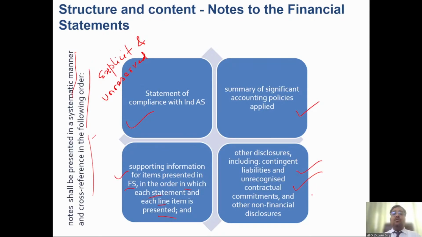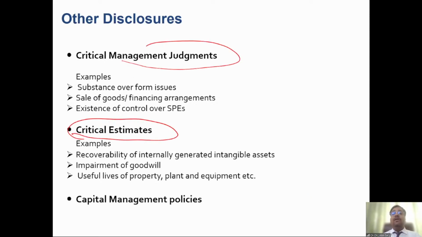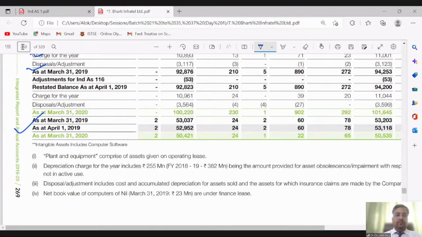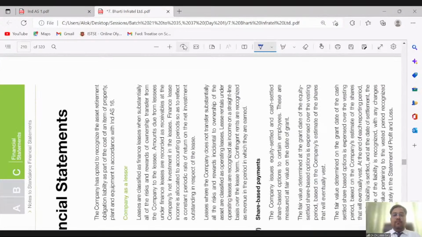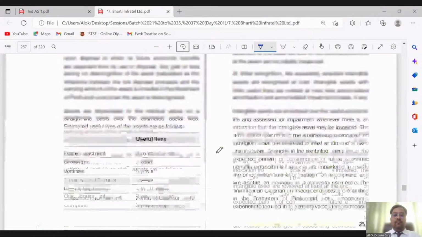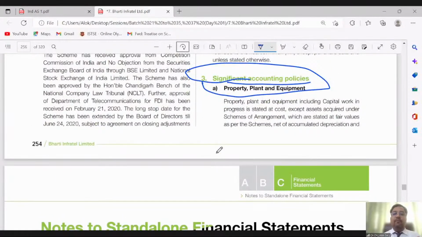Is it clear? So apart from accounting policy, management has to give critical judgments and estimates as well. So let me show you with the help of a real life example. So friends, accounting policies have been given. What are the accounting policies? Accounting policies are the rules and principles. Okay. So the accounting policies have been given here.